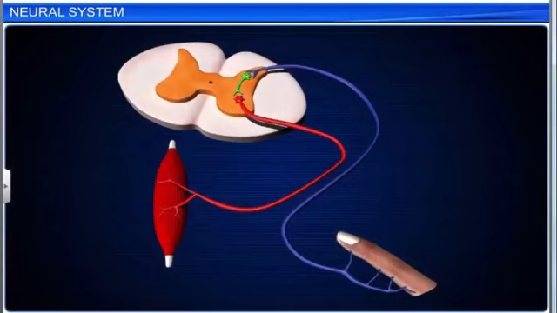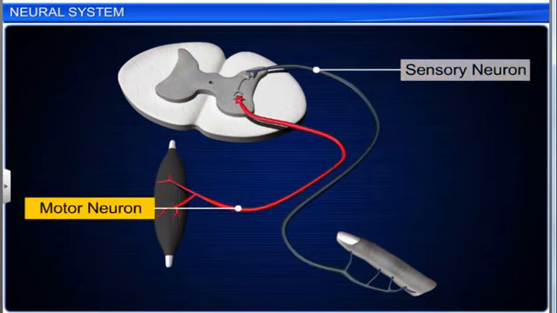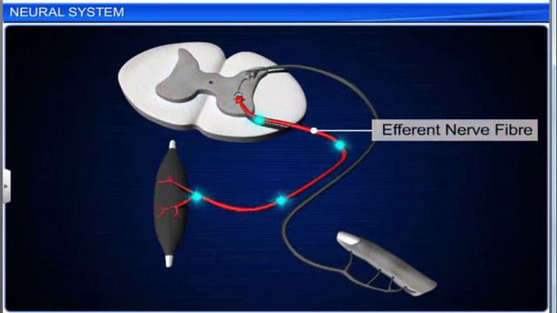The nerve fibers of peripheral nerves are of two types: afferent or sensory nerve fibers and efferent or motor nerve fibers. Afferent fibers conduct nerve impulses from the sense organs to the central nervous system. Efferent fibers conduct nerve impulses from the central nervous system to the involuntary organs, muscles and glands.